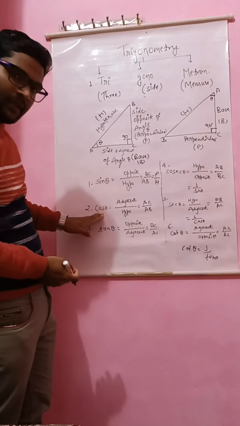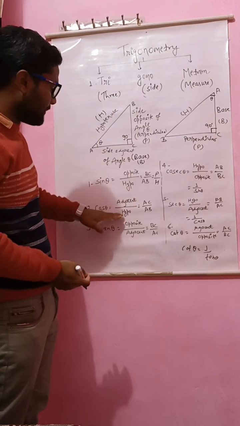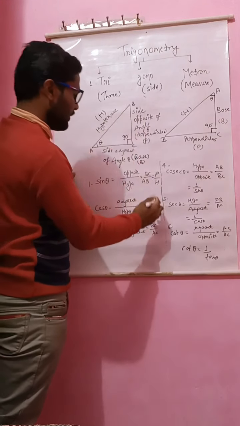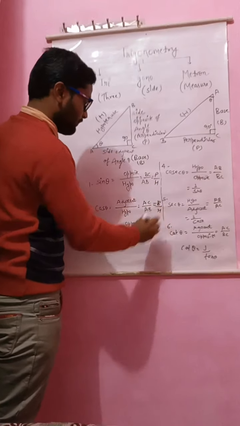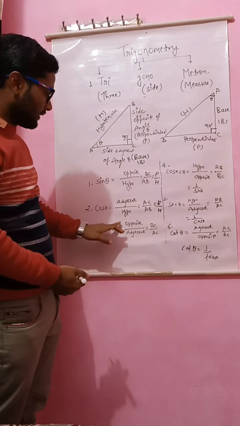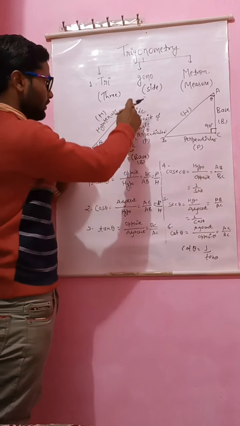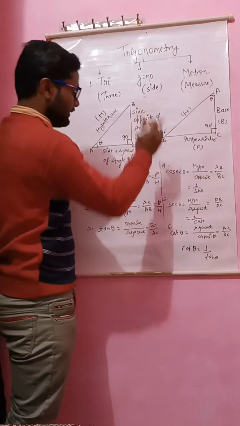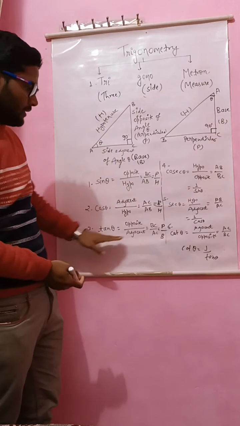Now let's go ahead to cos theta. Cos theta is the ratio of the adjacent side of this angle theta to the hypotenuse. The adjacent side is AC and the hypotenuse is AB, so it is written as AC upon AB. AC is denoted by B and AB is denoted by H. Now let's say tan theta. Tan theta is the ratio of the opposite side of this angle theta and the adjacent of this angle theta. Opposite is BC and adjacent is AC, so it is written as BC upon AC. BC is P and AC is B, so tan theta is perpendicular upon base.